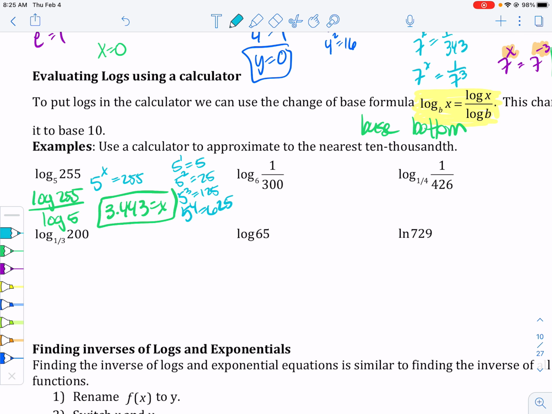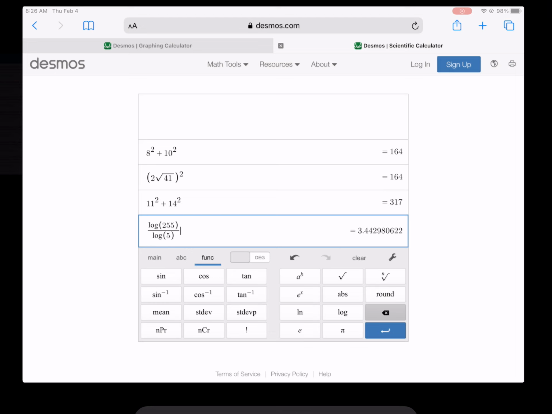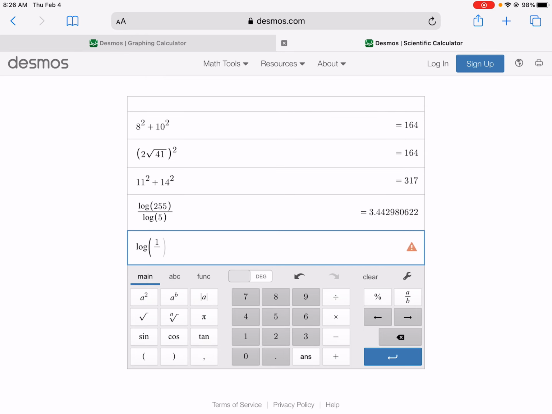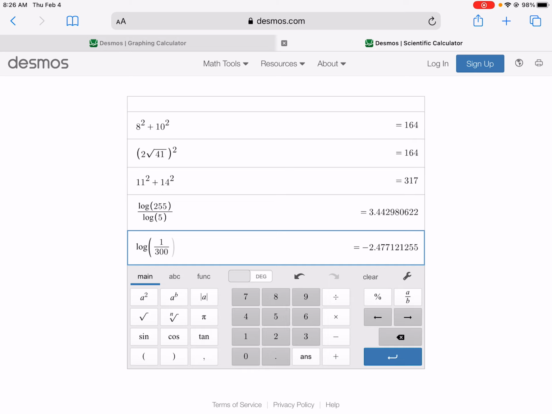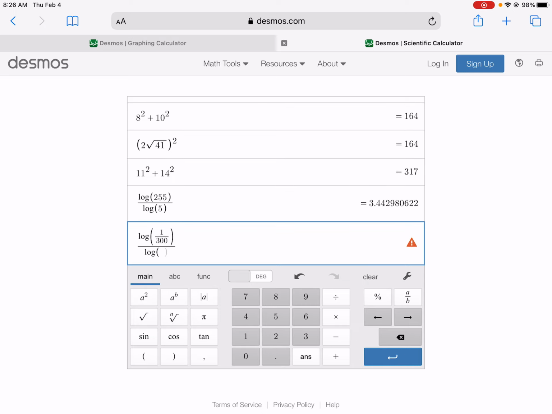So again, here, this would be log of the argument divided by log of the base, because the base goes in the bottom. So I do log of 1/300. And then over, and then you have to close your parenthesis. If you don't close that parenthesis, you will get the wrong answer. So make sure you close that parenthesis.